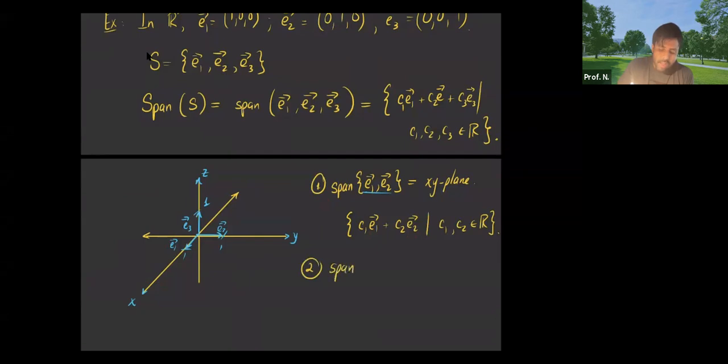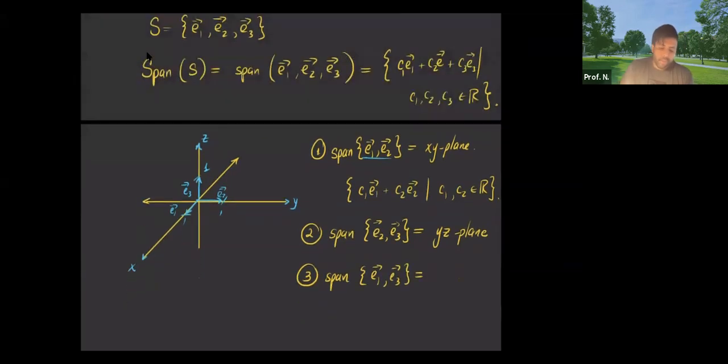Second thing, what is the span of E2, E3, for example? Again, it's the linear combinations of E2 and E3. All linear combinations of that would give you what? The YZ plane. That's right. That's right. And so, Baldwin, you're onto something. What happens if you take the span of E1 and E3? Well, E1, E3, you're only going to be in this two-dimensional plane, right? So we have the XZ plane.